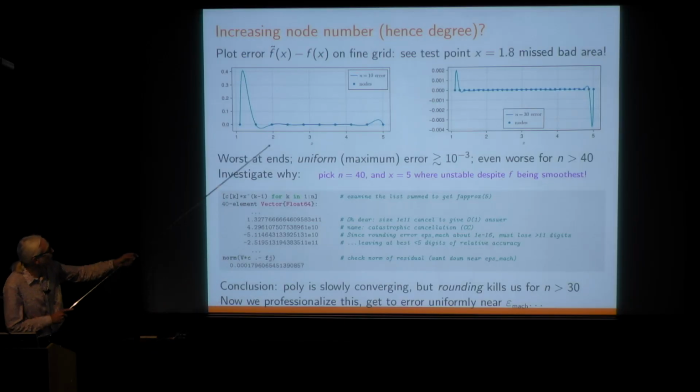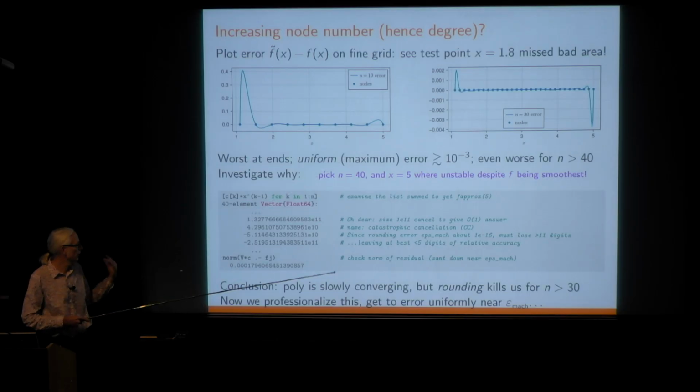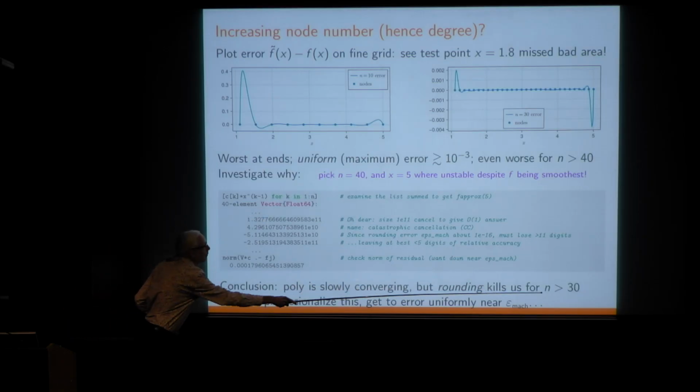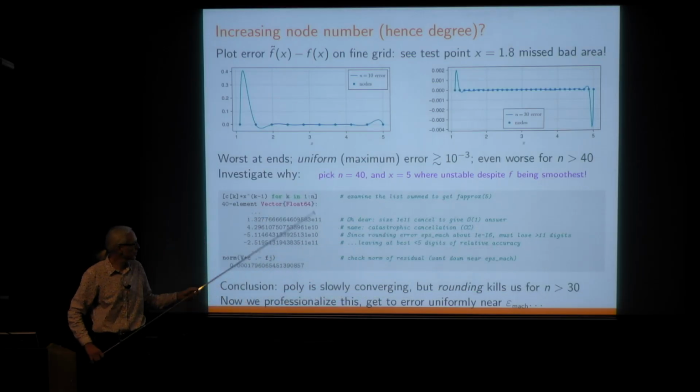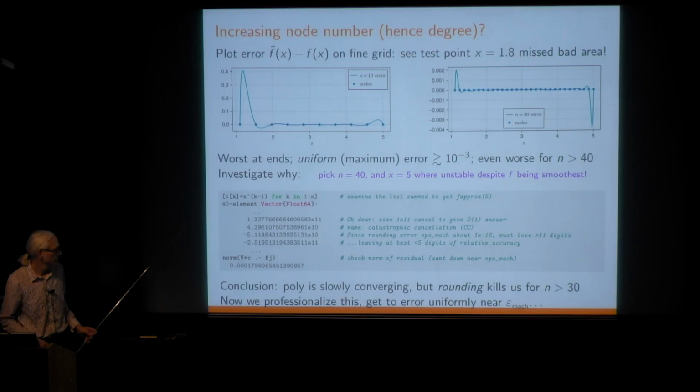Conclusion, right? There were some different factors going on here. Firstly, this polynomial seems to be doing a terrible job, and converging quite slowly, meaning as you increase n, the errors are not getting that much better. But then when you start getting n above 30, this catastrophic cancellation kills you anyway. So you literally can't get any better than about 3 digits. So the whole point now is to professionalize this, but it's kind of fun. This is teaching you how to debug, if you like.